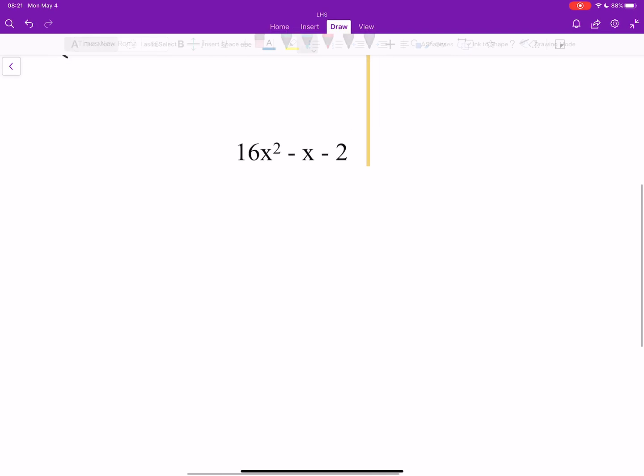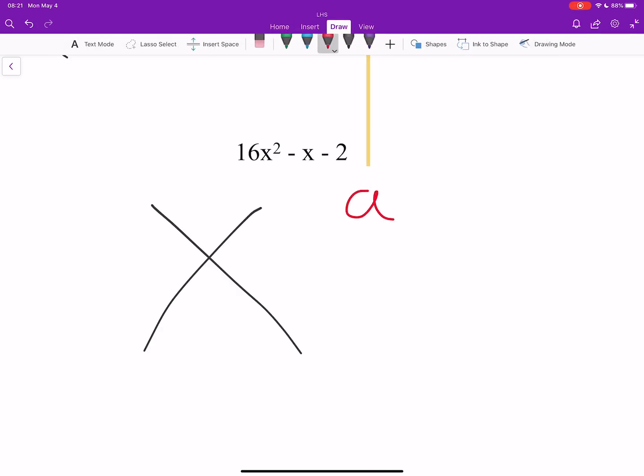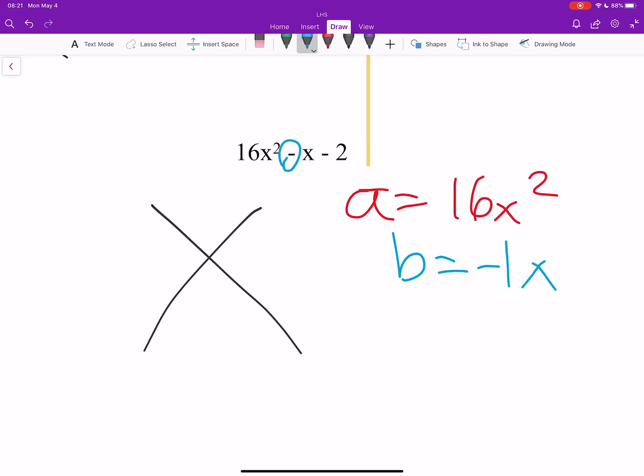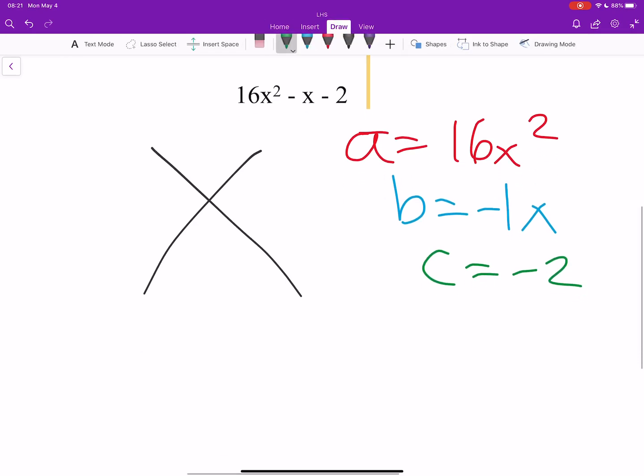16x squared minus x minus 2. Now I'm going to need an x problem. Let's identify what the whole term is. The whole a term is 16x squared. The whole b term is negative 1x, right? I'm including that negative sign that shows up in front of the x. And my c term equals negative 2. Again, now I'm just going to do a times c, the whole term, whole piece. So number and variable, even though the number is technically the only thing that's a. 16x squared times a negative 2.